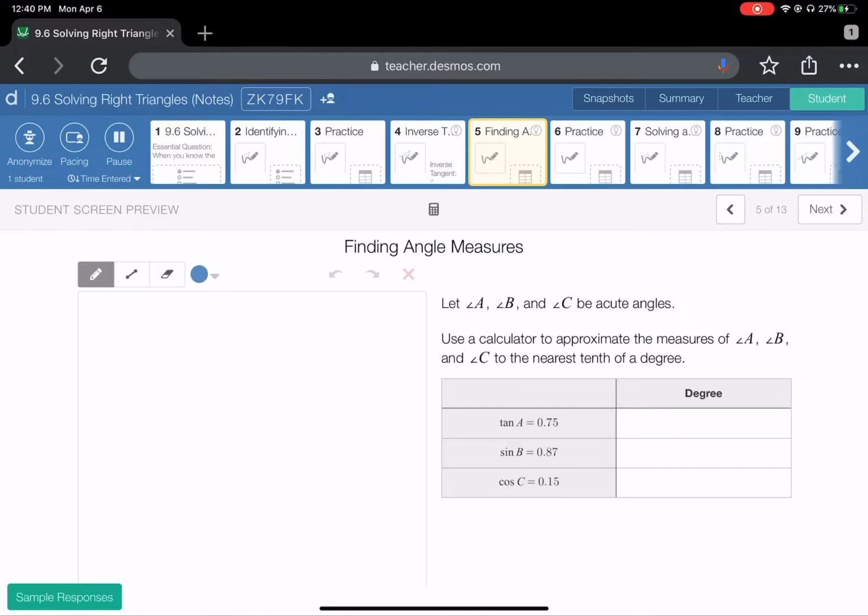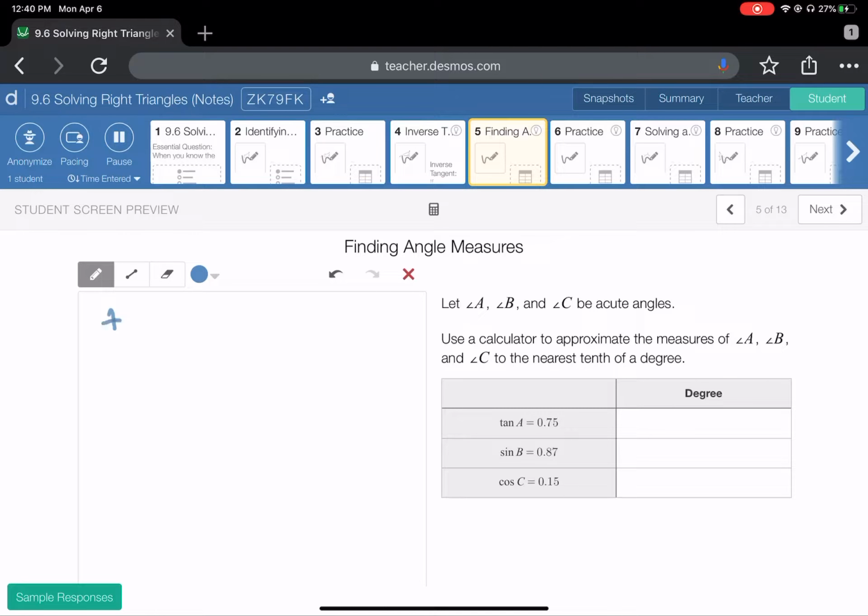Now we're going to use those to find angle measures A, B, and C. So let's say that angles A, B, and C are all acute angles on some right triangle. We're going to be using these inverse trigonometric ratios to find and calculate the measures of these given angles. So let's start with the first one.